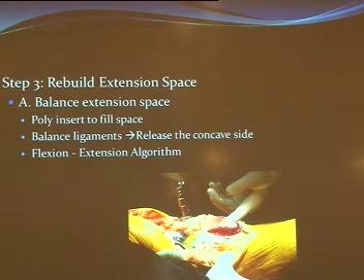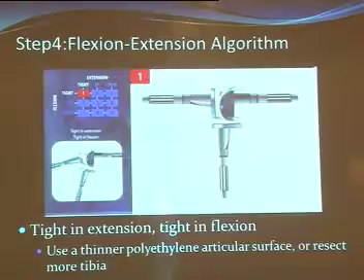And rebuilding the extension space, I would say, is easier, because you just need to put the distal femoral augments to bring it to the joint line and use the anatomical landmarks that we referred to earlier. And after you have rebuilt the flexion and the extension space, then you just need to fine tune the ligament. You can use a flexion extension algorithm, which if you just go step by step is very easy.